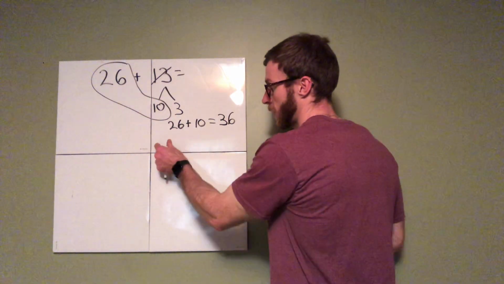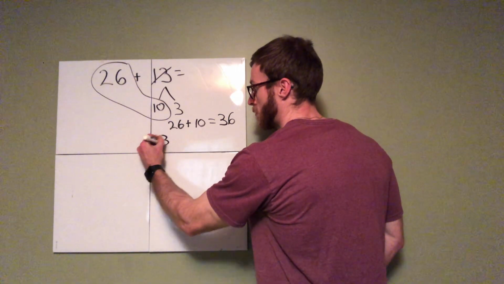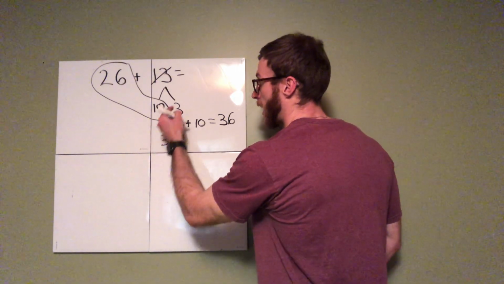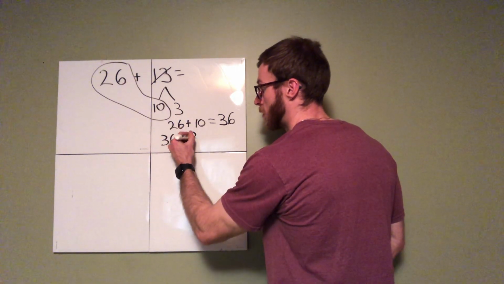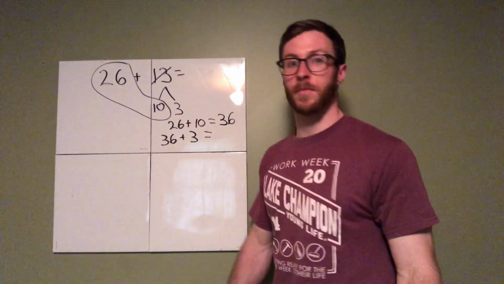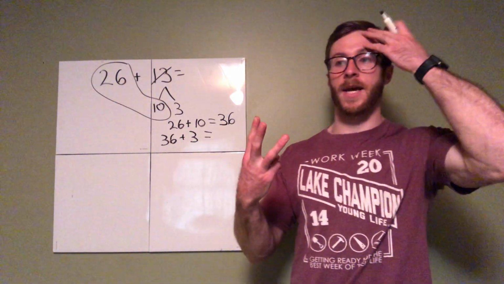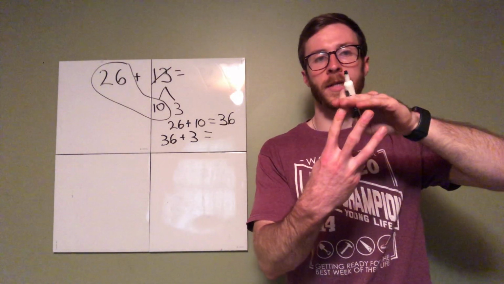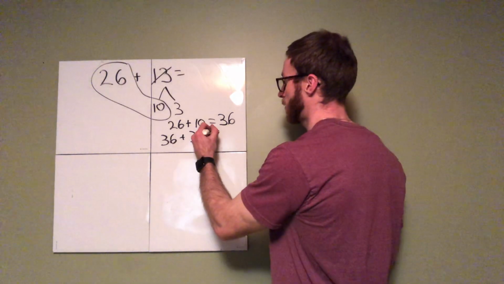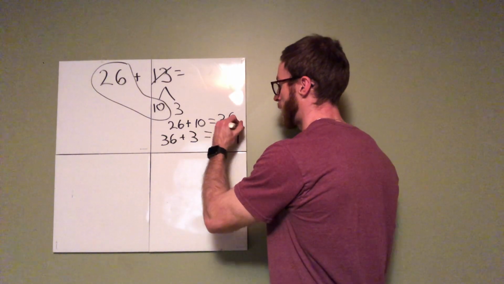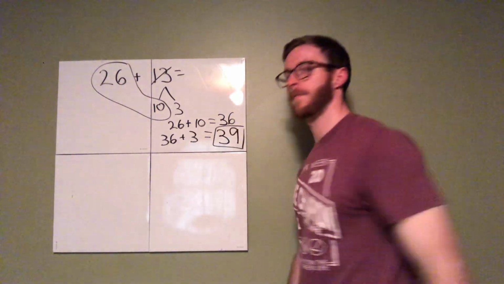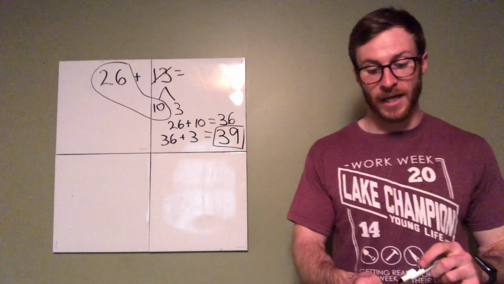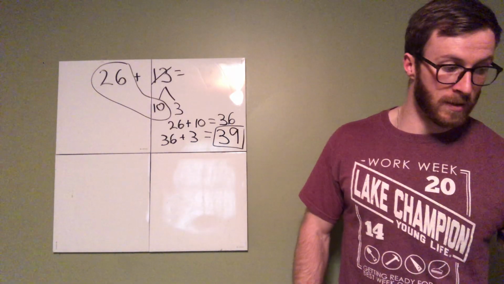So I'm going to take my 36 and move it down. And I'm going to add my 3 into here. So 36 plus 3. I'm going to put 36 in my head and count 3 more. 36, 37, 38, 39. My answer is the same as what we got in the last one. 39. All right.